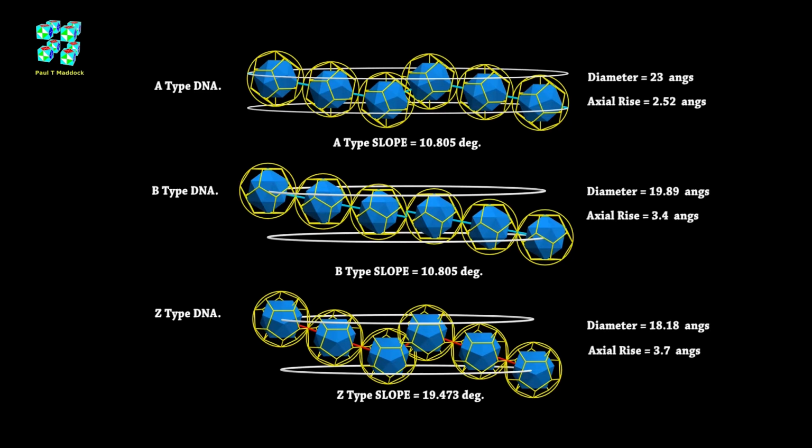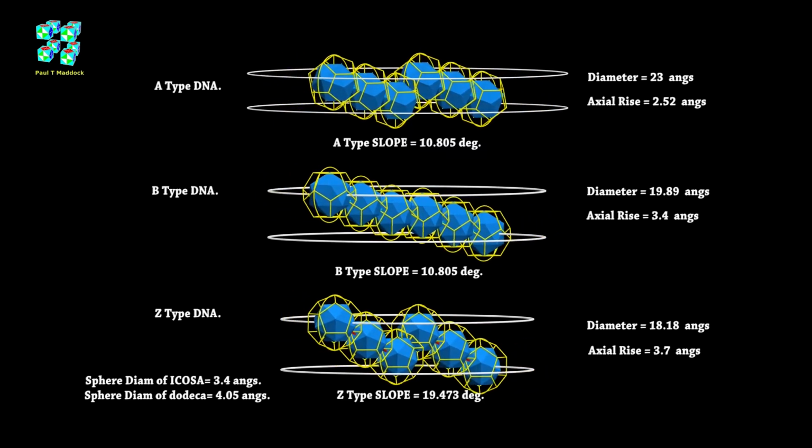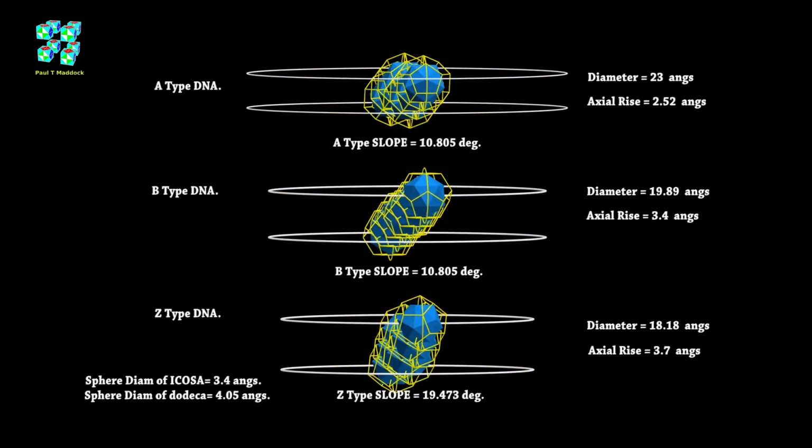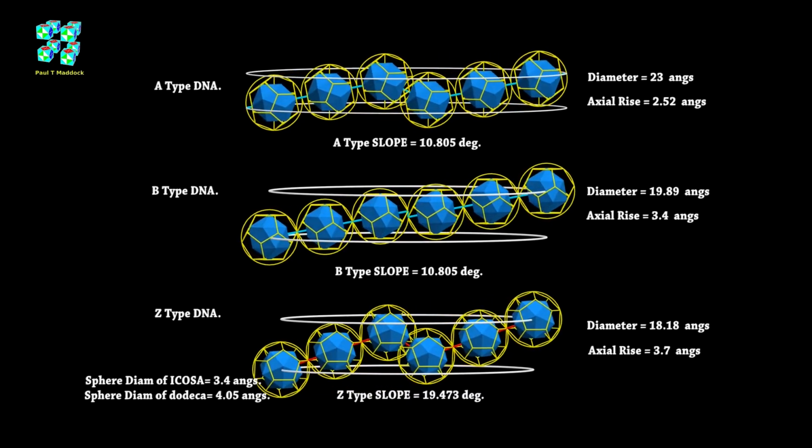So let's take a look. If somebody else wants to repeat this geometric arrangement, it needs 2 more dimensions. So I'm going to show this: the sphere diameter of the icosa is 3.4 angstroms, and the spherical diameter of the dodeca is 4.05 angstroms. Okay, let's give this a spin around, and you can see it better as it turns around. Now the biologists know more about the DNA molecular structure of the rungs.